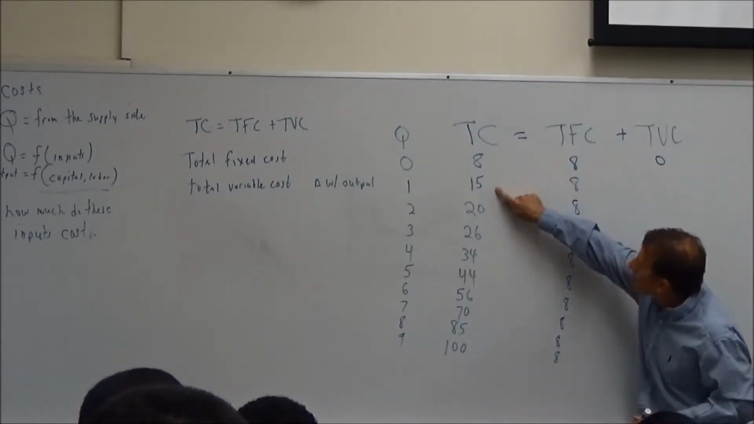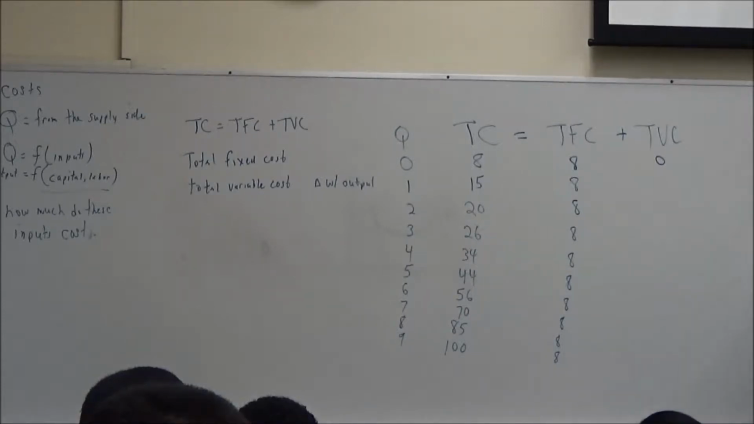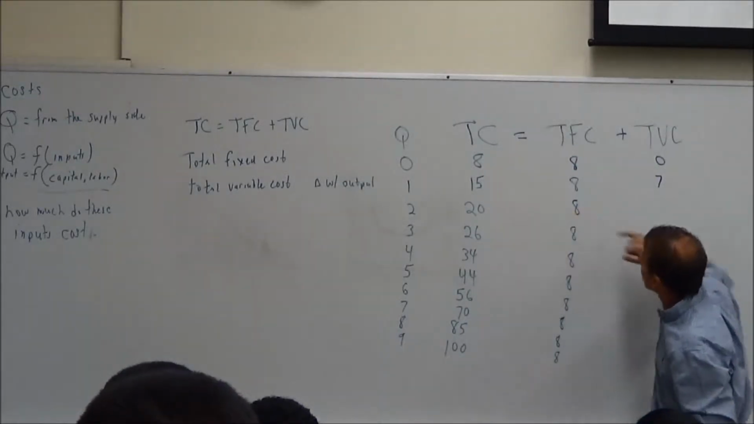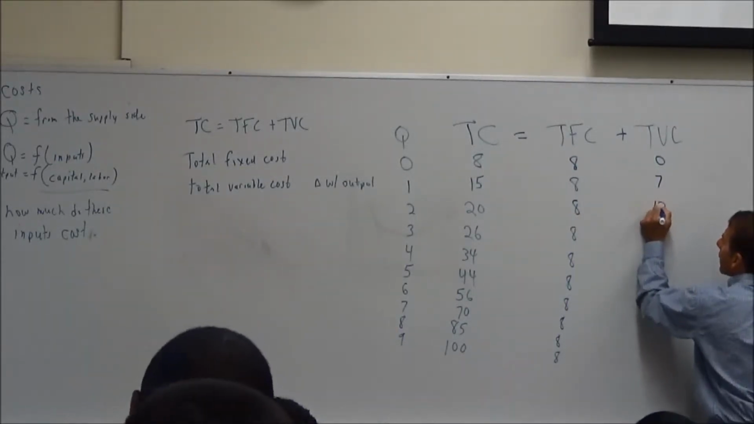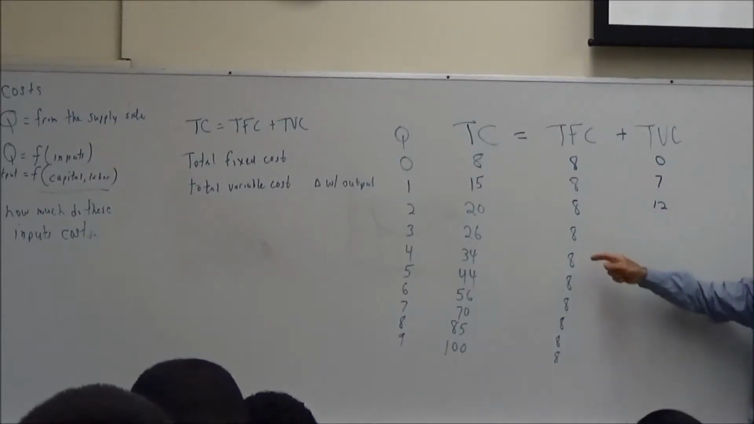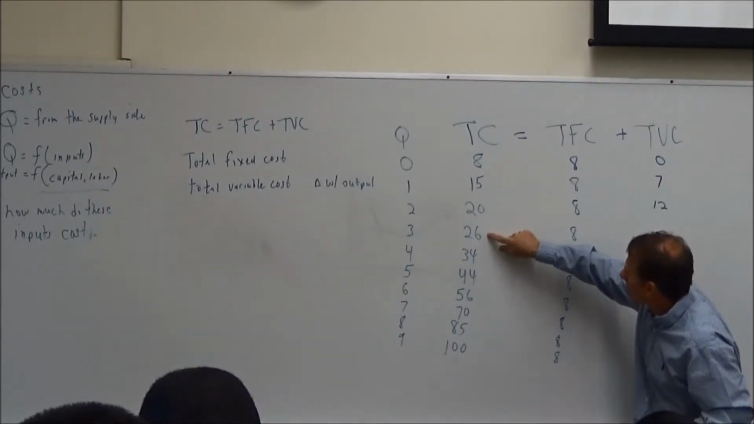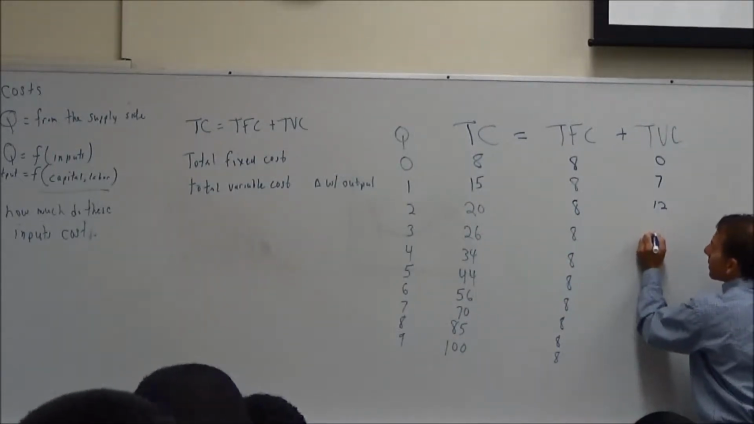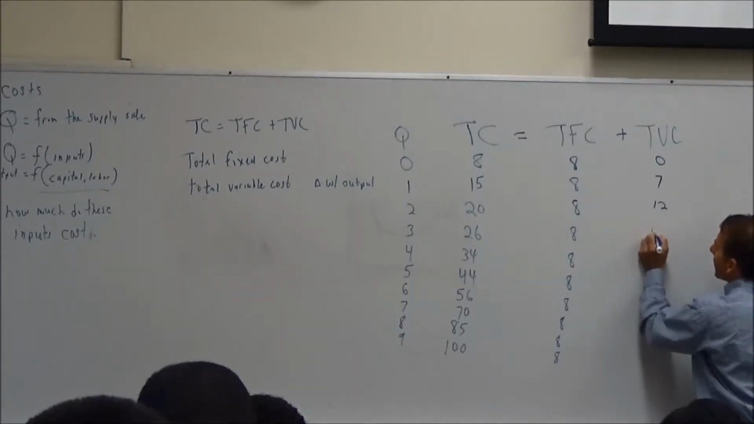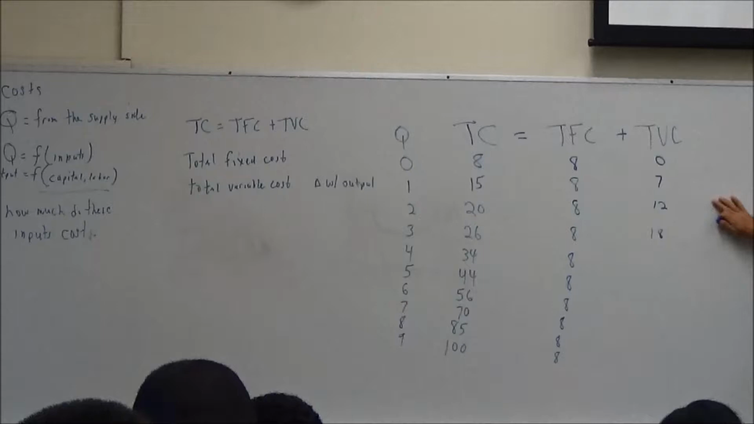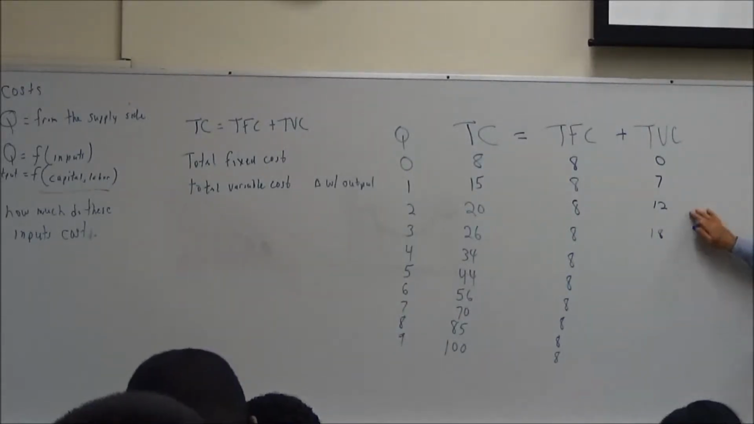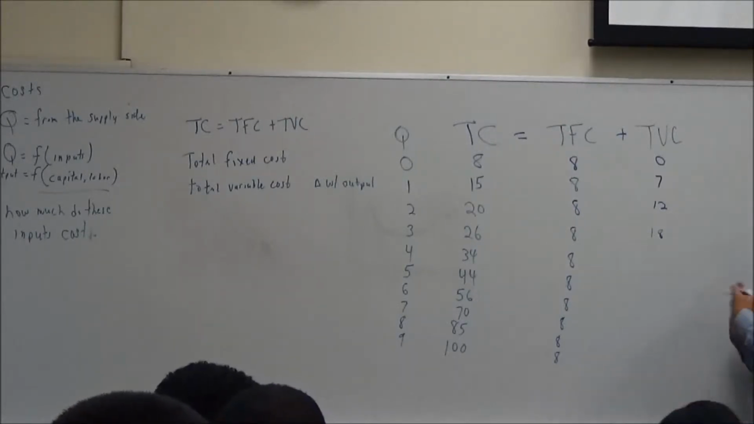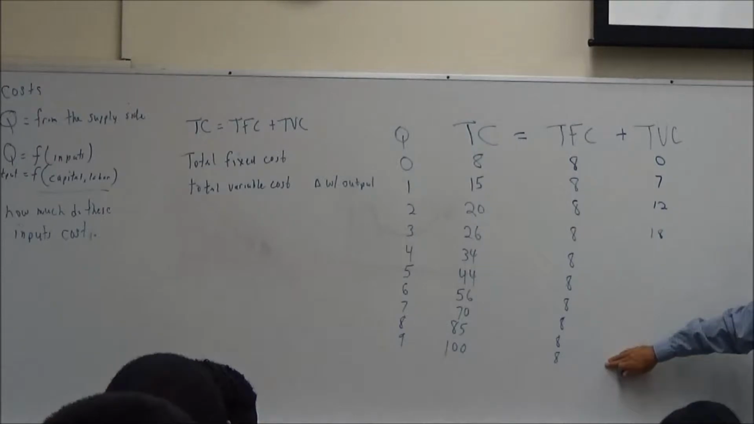But when I produce that first unit, what's my variable cost going to be? 7. And then when I produce 2 units, what would my variable cost be? 12. And if you're not following this, just ask the person next to you. Hopefully you get it together. 26 is the third. So next one would be 18. So that's the variable cost. So you kind of get the picture, right? And what will happen to variable cost is it's going to just make this trend upward. Okay, so it's going to go up. The fixed costs are going to just be consistent.